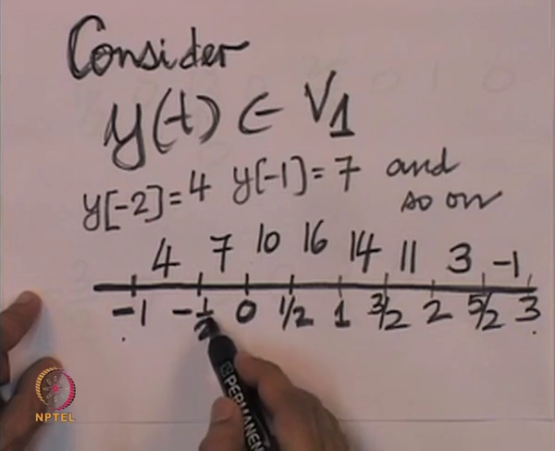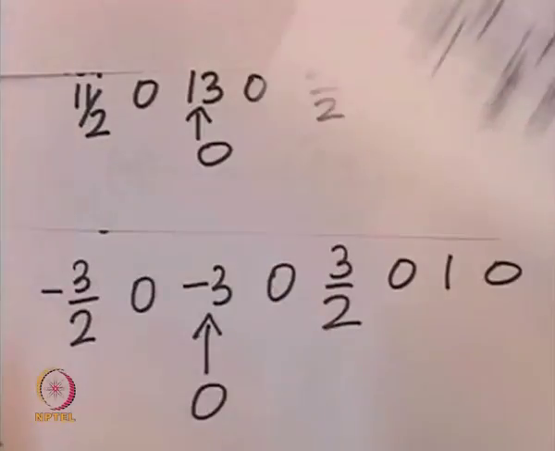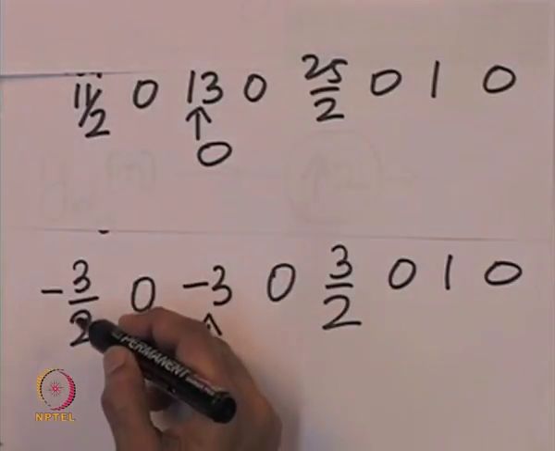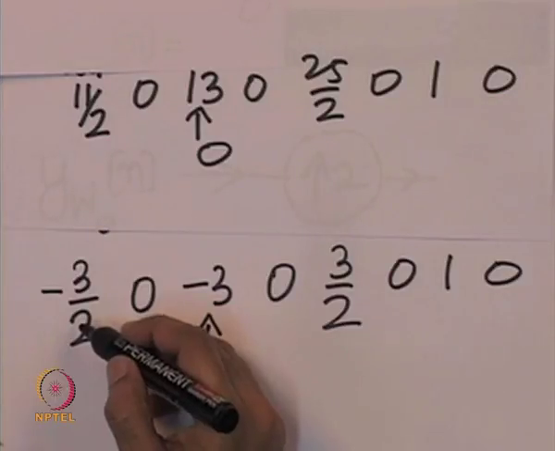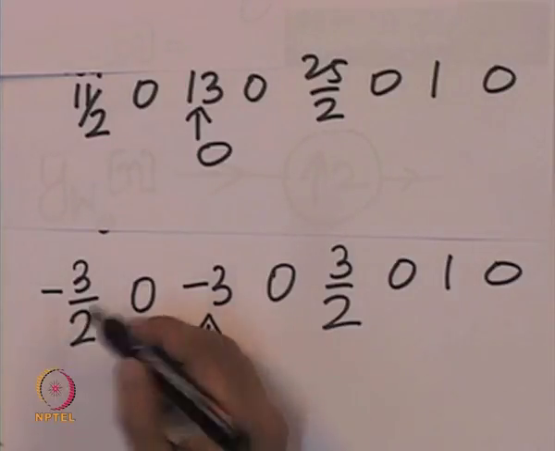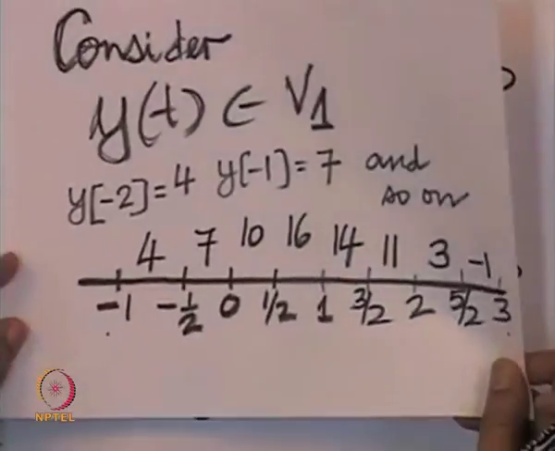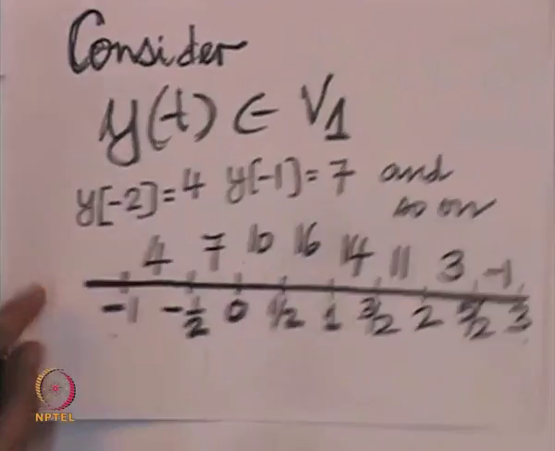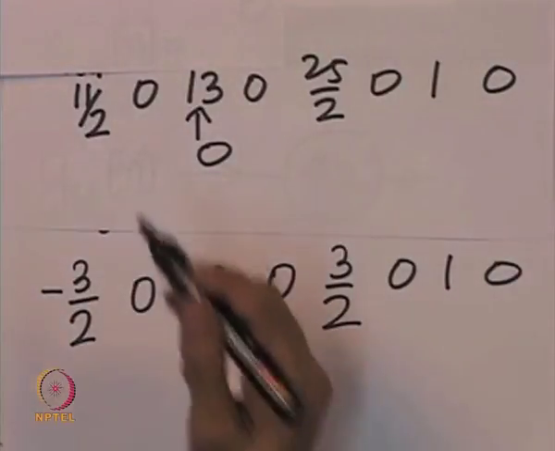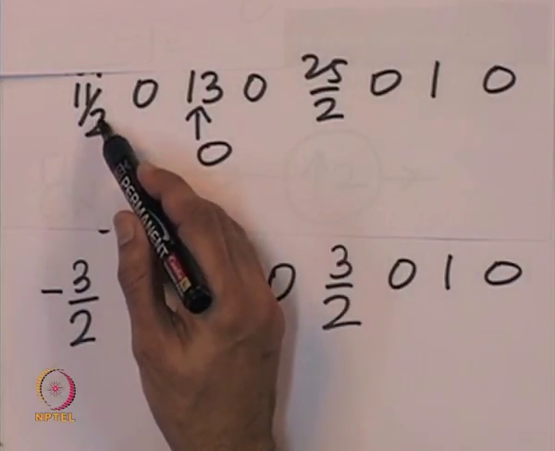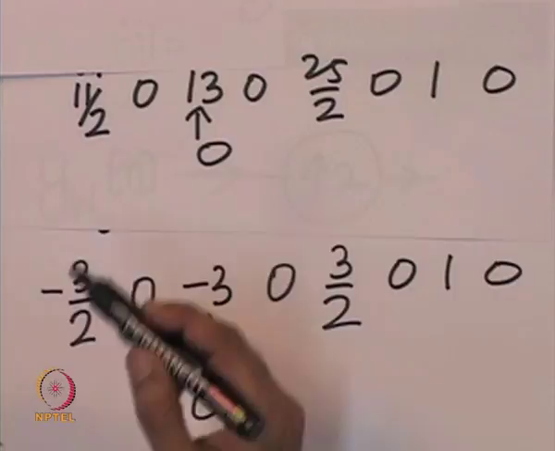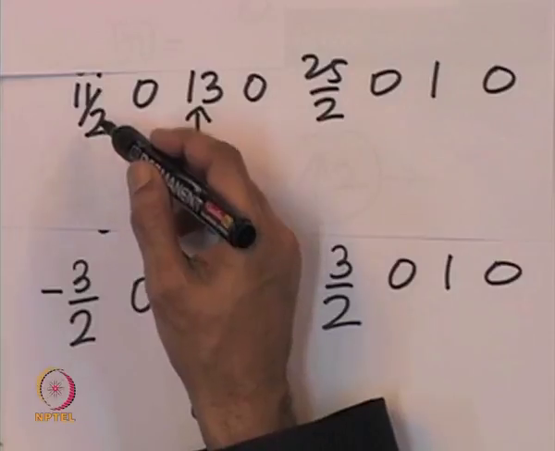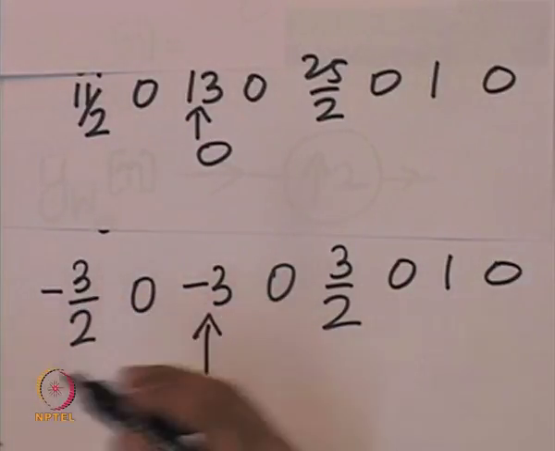between minus 1 and half, 4. And 11 by 2 minus of minus 3 by 2. In other words, 14 by 2 would give you the value of y t in the interval from minus half to 0. So, what you need to do? You need to operate the sum filter, this plus this, for the first half interval and this minus this for the second half interval.